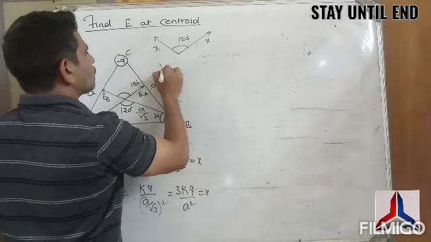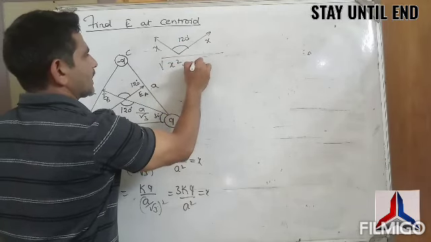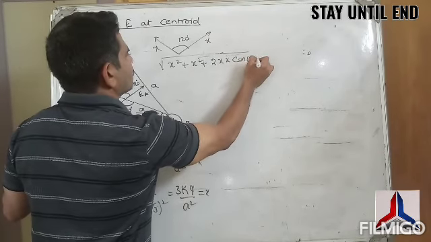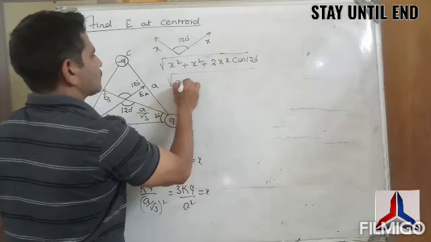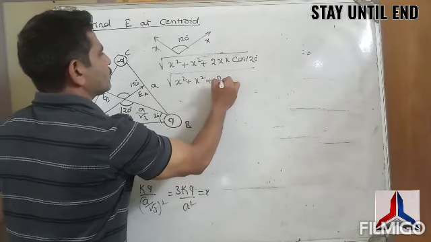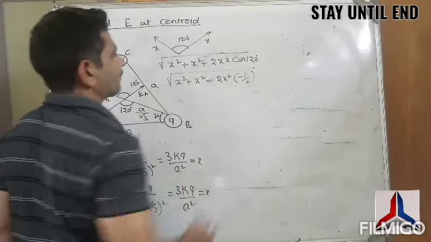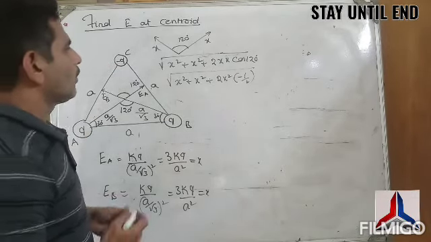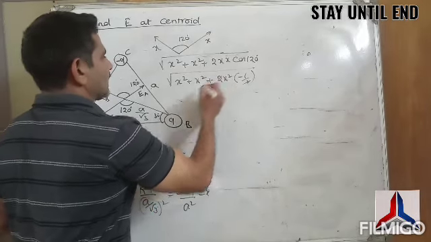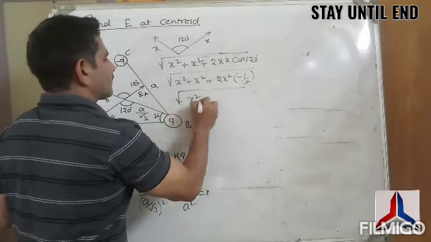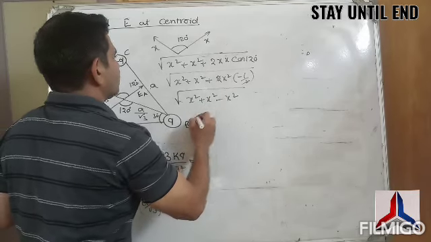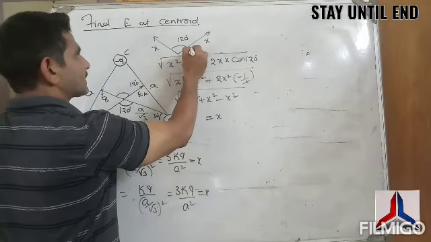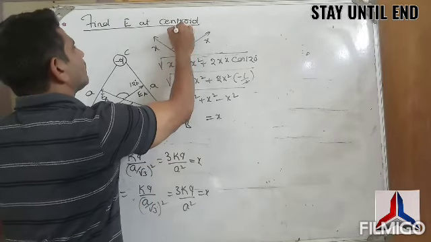If it is a vector, root over X square plus X square plus 2XX cos 120. Cos 120 is how much? Root over X square plus 2X square times minus 1 by 2. So this is also X, this is also X at an angle 120 degrees. Therefore 2 cancel. Root over X square plus X square minus X square. Therefore that value is X. So the resultant of these two is X and it is lying in between them.